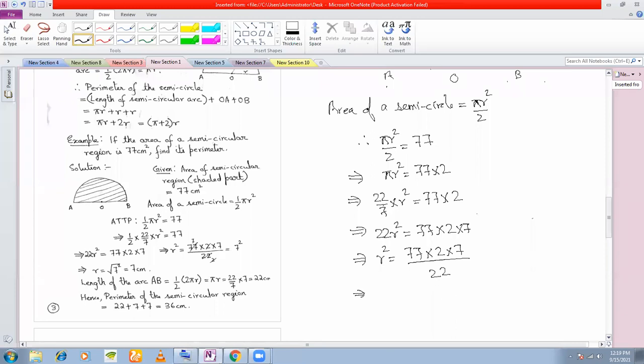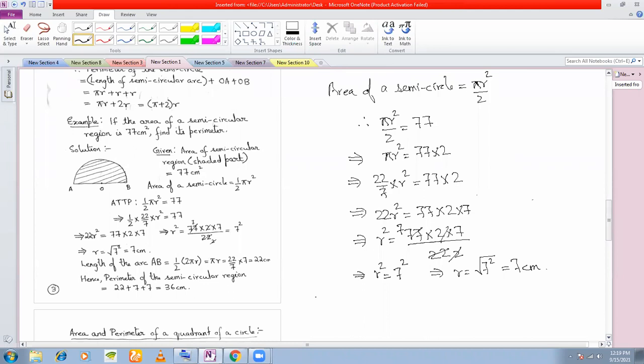So now you can cancel here. This will cancel 7 times. This will cancel 2 times. You're getting r square is equal to 49, or you can simply write 7 square. Therefore, r is equal to square root of 7 square, which is equal to 7 centimeter. So you have found out the radius of the semicircle with the help of area. Now you can calculate the perimeter of the semicircle.